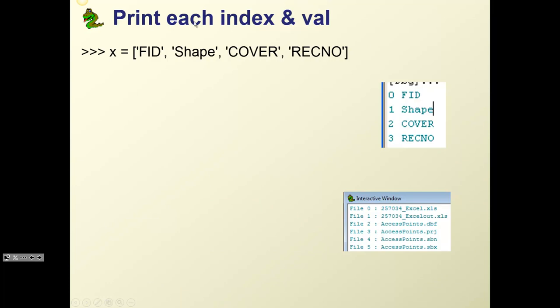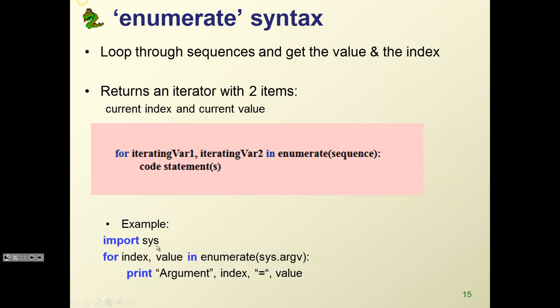How would you print each index and value of this list using that enumerate function? Your output should look something like this first picture here. 0 and FID, 1 and shape, 2 and cover, 3 and recno. So the question was, do you have to define index or value beforehand? No. It's just like when you have i there, you just make up a variable name out of the blue. It's the same thing you're doing. You could have called them foo1 and foo2. Pause the video now to try it yourself. Our output didn't actually have the equal sign on the slide, but that's okay.